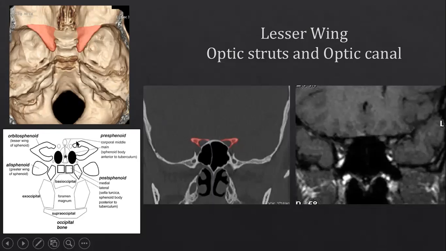A lesser wing of sphenoid is a derivative of the orbitosphenoid, and you can see how it has already got a small opening between the two struts of the lesser wing. So this is the lesser wing, and as it comes closer to the sphenoid body, it develops into two struts, which is what you are seeing over here. This is the lesser wing of sphenoid, and it has got a superior and inferior strut where it attaches to the sphenoid body, and through this strut passes the optic nerve, i.e.